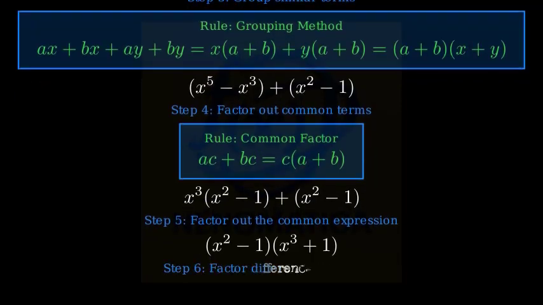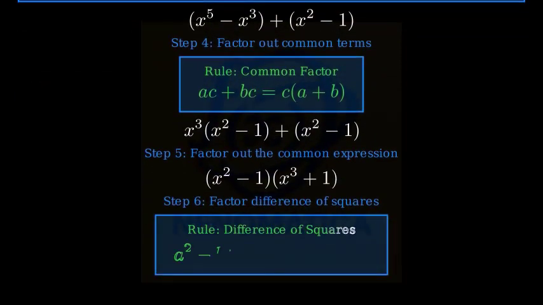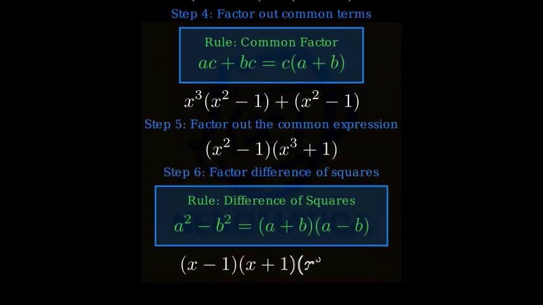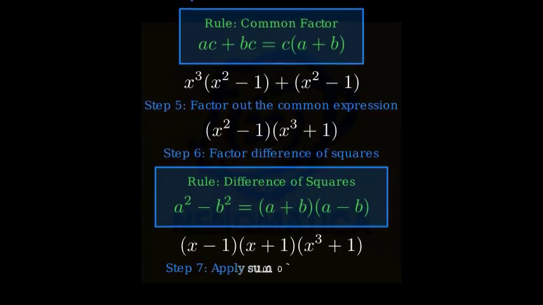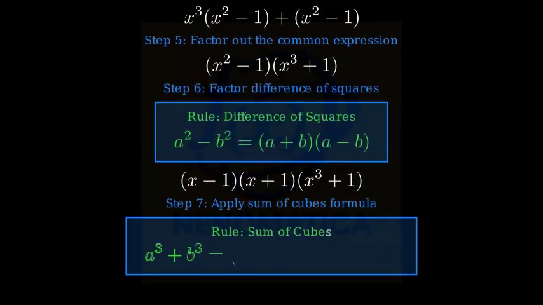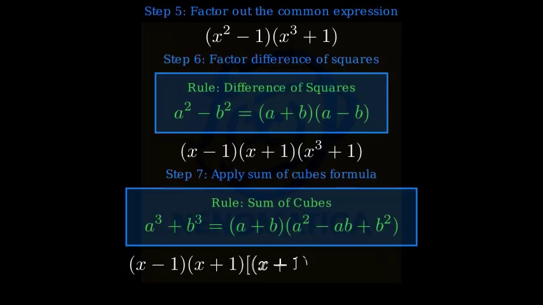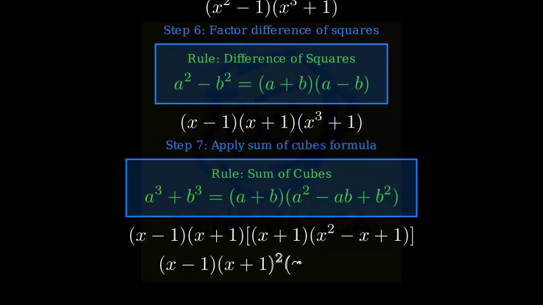Let's factor x squared minus 1 further. This is a difference of squares, which can be factored as (x minus 1) times (x plus 1). For our final step with this example, we need to apply the sum of cubes formula to factor x cubed plus 1. According to the formula, we can rewrite the factor as (x plus 1) times (x squared minus x plus 1).